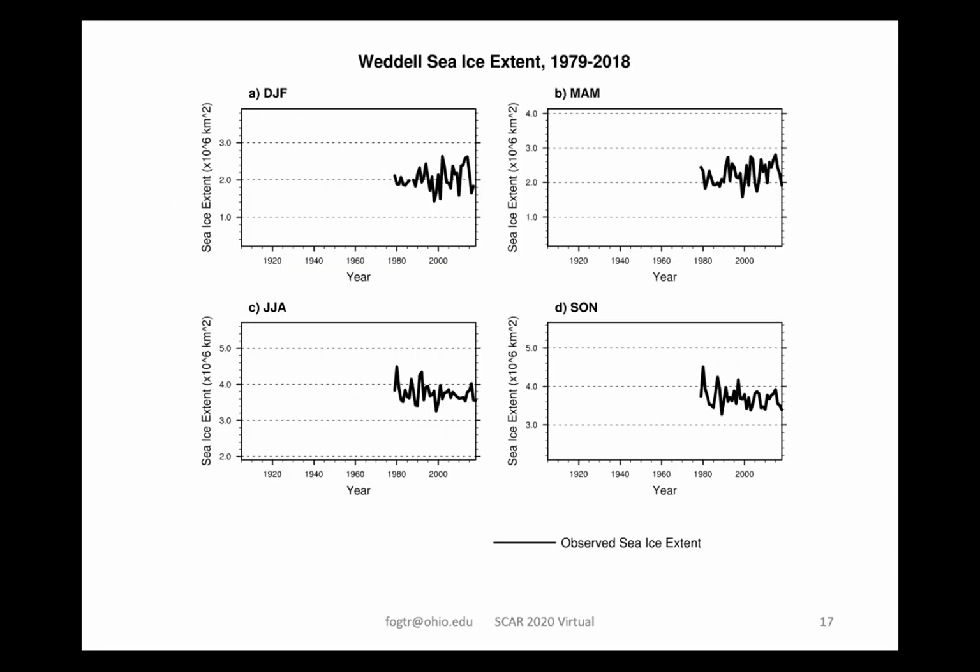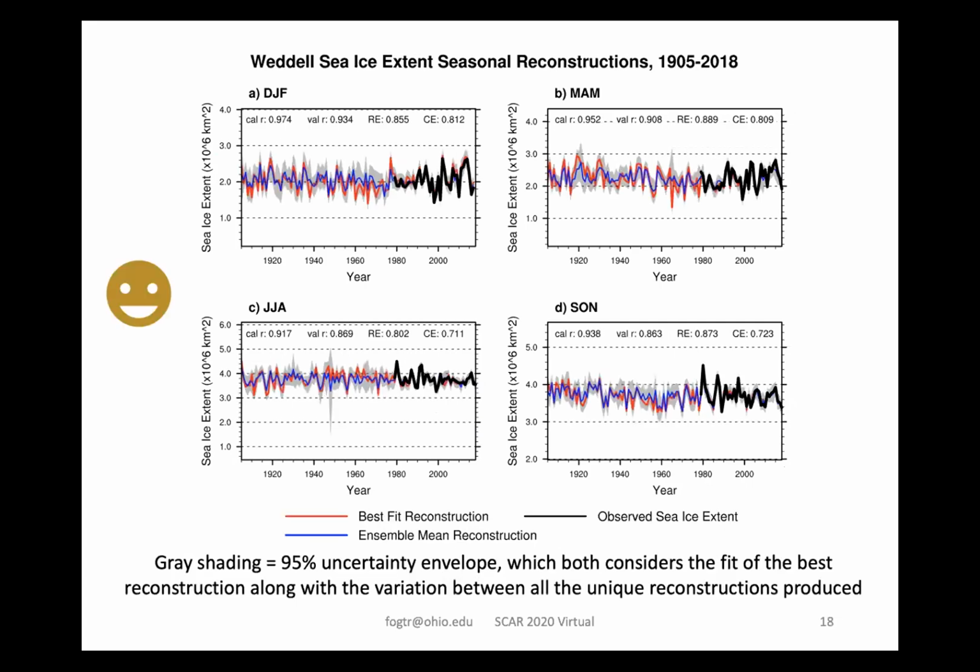And to show you that, here's back to the Weddell Sea sea ice extent. This is the observed time series that I showed you at the beginning of this presentation. I'm happy now because we've added some value. So here in red is our best fit reconstruction, and the skill measures for those reconstructions are given in each plot up at the top. And then the blue is the ensemble average. So this is across the 40 different potentially unique reconstructions that we have. What's the average across those?